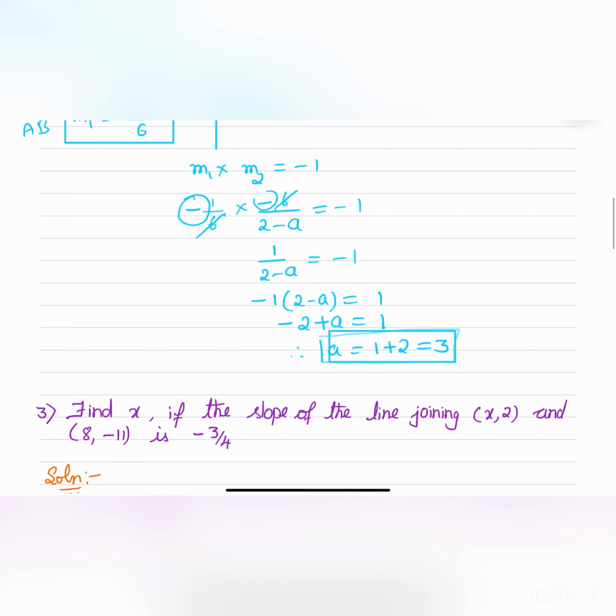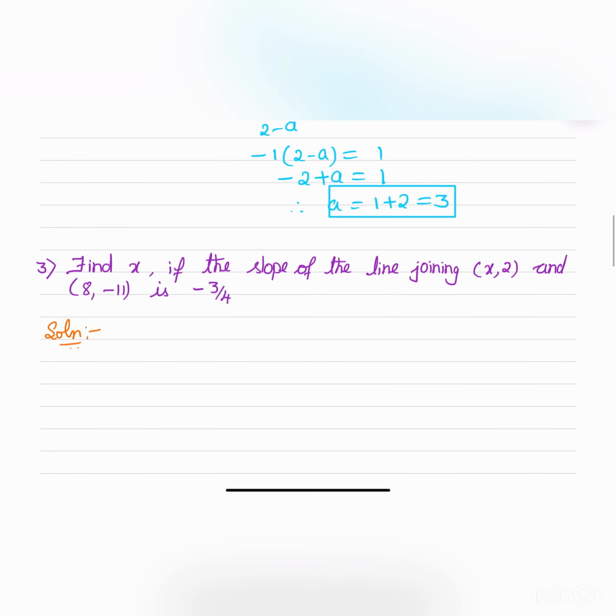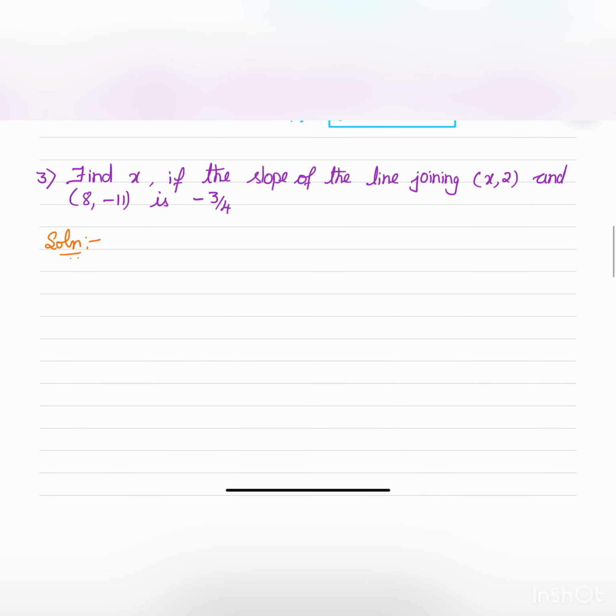Okay, we have come to know about the parallel and the perpendicular lines. Now, let us go for the next one. If they have given the slope for us, that is, find x. If the slopes are given, we have to find out one of the coordinates. And we know the formula, that is m is equal to (y2 - y1) by (x2 - x1).